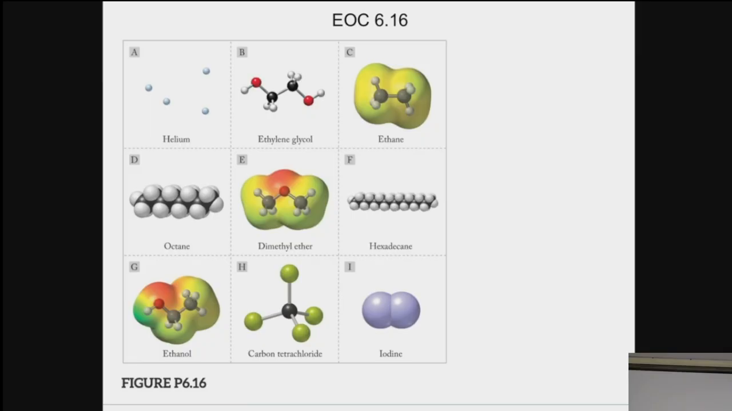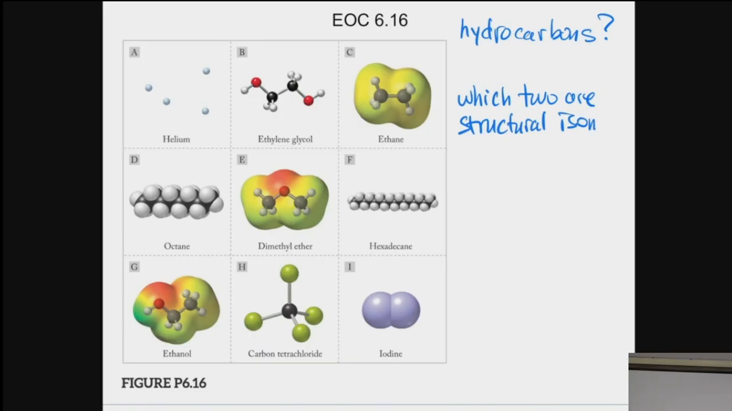Let's ask some questions here. Let me give you two of them. Let's do two things real quick. Just by letter, let's see if you know what hydrocarbons are and which two are structural isomers. Now, you don't have to do this by yourself. Go ahead and talk to your neighbors and see if you can identify of these 9 things which are hydrocarbons and which two are structural isomers? Discuss.